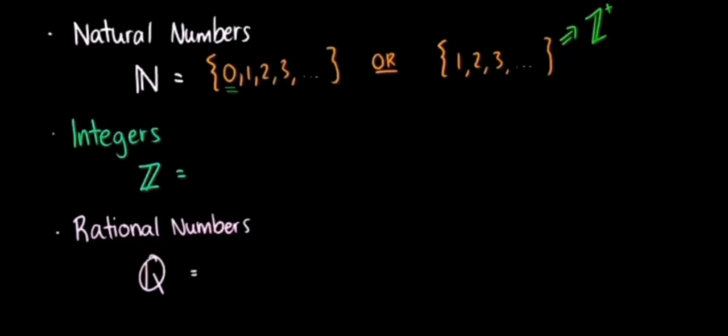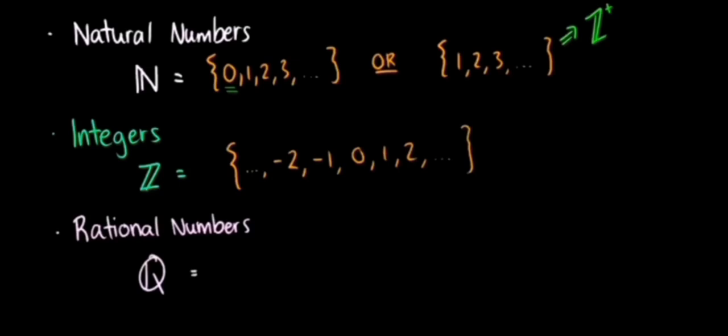The integers are a set of numbers which are either positive or negative, and they're whole numbers. So all the way from negative infinity, -2, -1, 0, 1, 2, all the way to positive infinity. So that is Z. That's a very important notion, which we use a lot in discrete math.